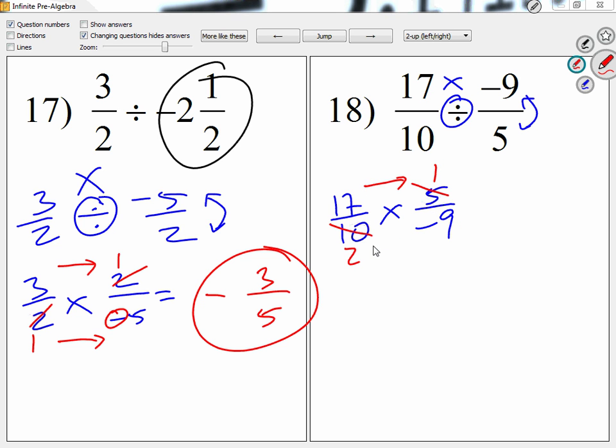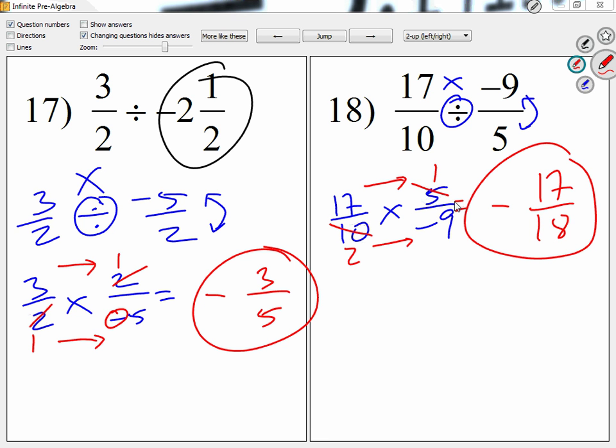And then I'm just going to multiply straight across. On the top I have 17 times 1. At the bottom I have 2 times 9. And don't forget your negative sign. Right, there was a negative sign, so don't forget it. So negative 17 over 18. I don't have to do the division because the bigger number is at the bottom. So we're good.